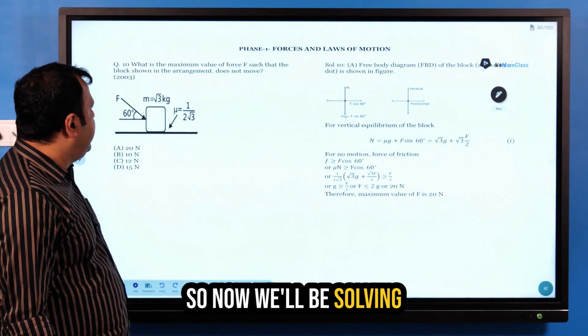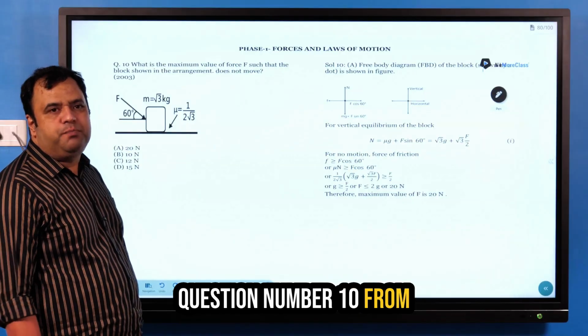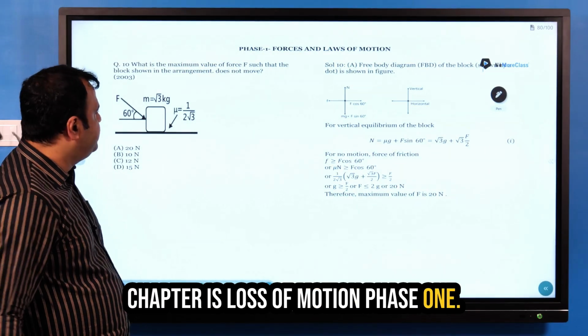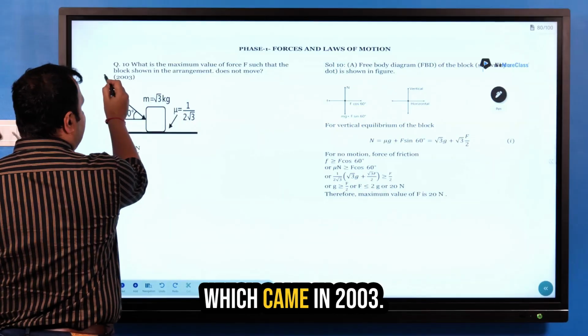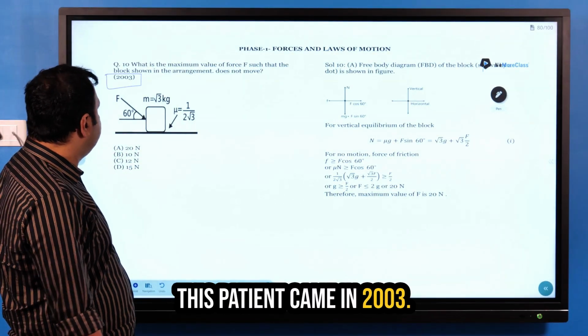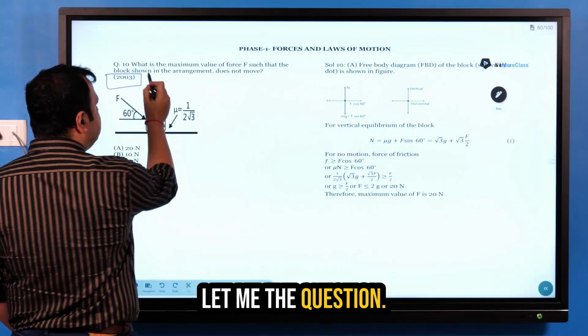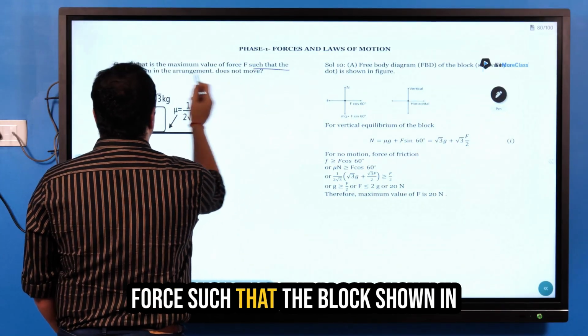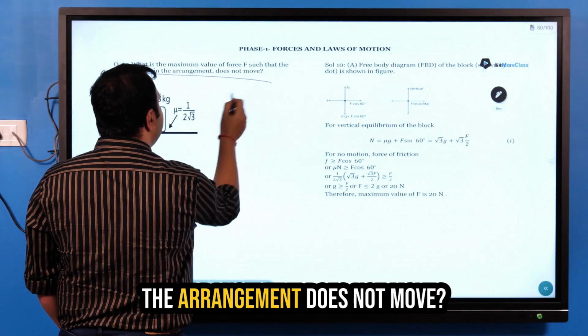So now we'll be solving question number 10 from previous year problems. Chapter is laws of motion, phase 1. This question came in 2003. Let me read the question. What is the maximum value of force such that the block shown in the arrangement does not move?